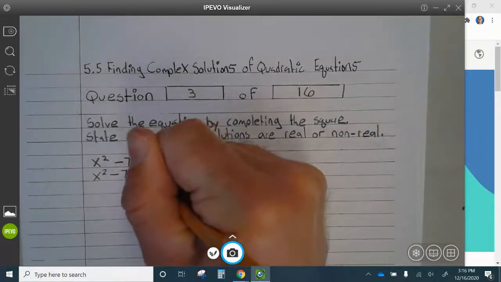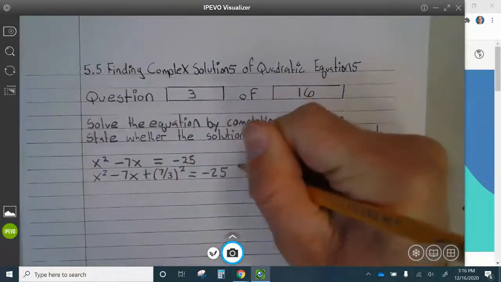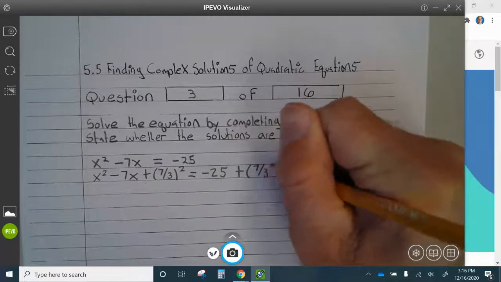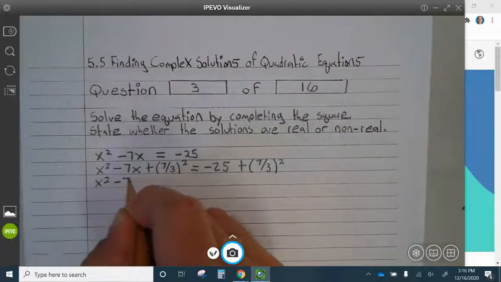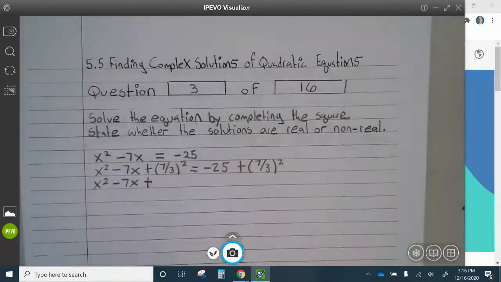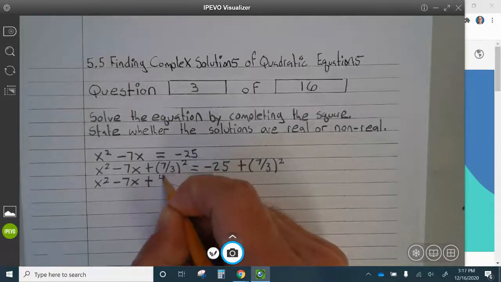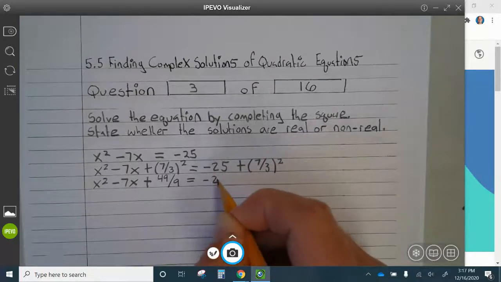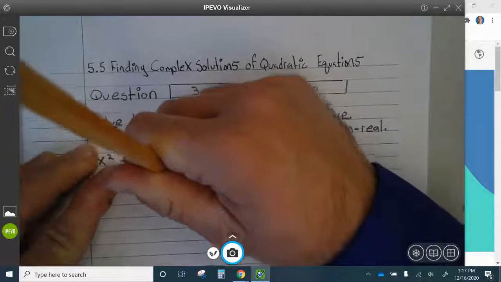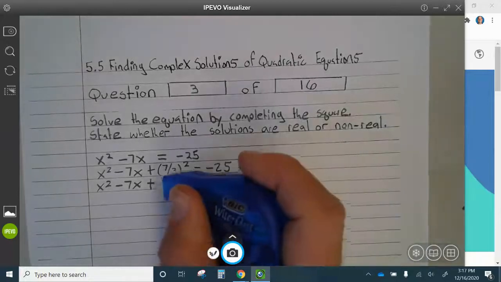So that's plus (7 divided by 2) squared, plus (7 divided by 2) squared. Okay, so then this is x squared minus 7x plus, now in the example I kept it as a decimal, but on the assignment they want it as a fraction, so that's plus 49 divided by 4 equals negative 25, and actually let me write it a little better.